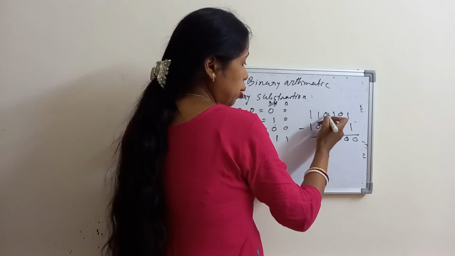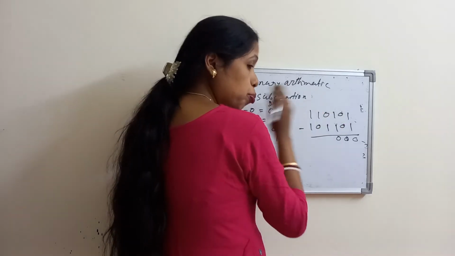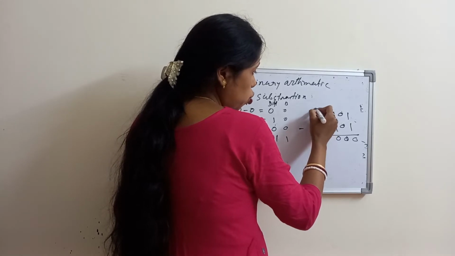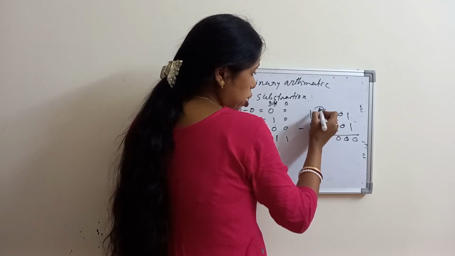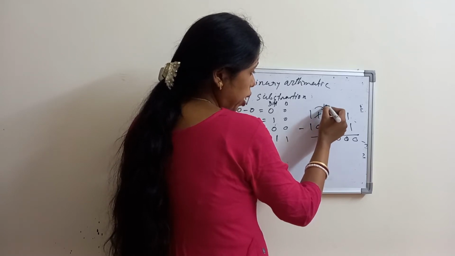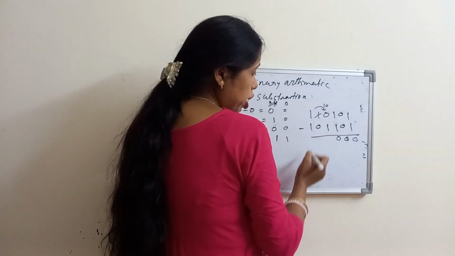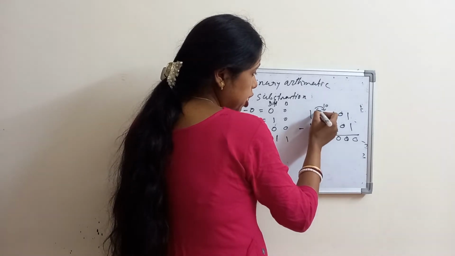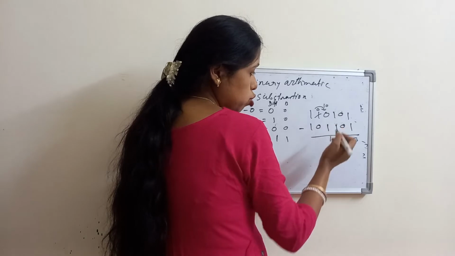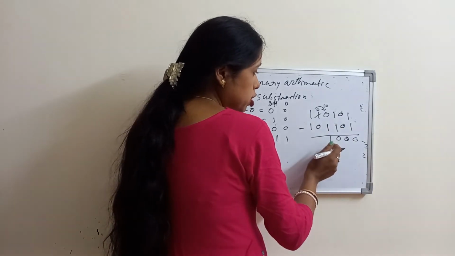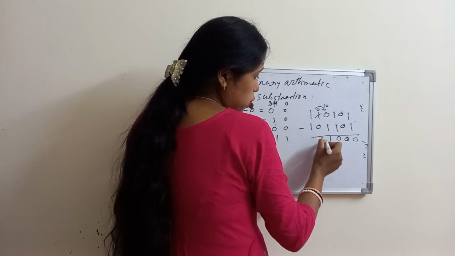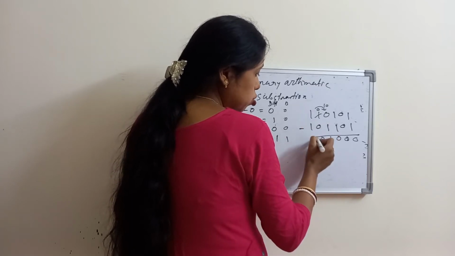This number is less, so you have to take 1 borrow from the next digit. So you are taking the borrow from this one. If you are writing this one here, you will write it as 10, and this 1 will be changed to 0 now. 10 minus 1 in binary, the difference is 1. Now here it is 0 and 0. 0 minus 0, 0. 1 minus 0, 0.